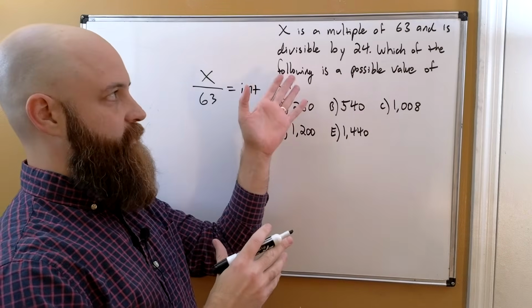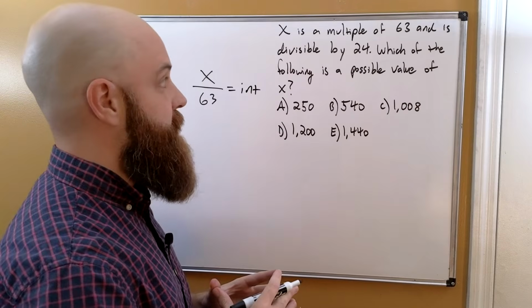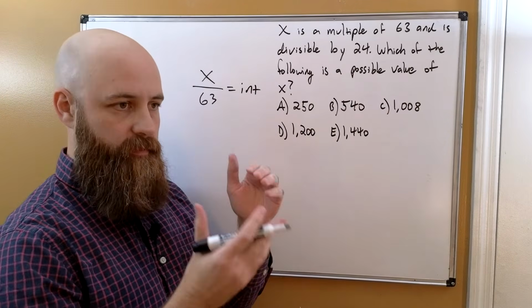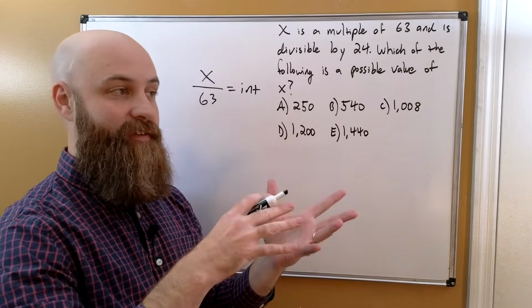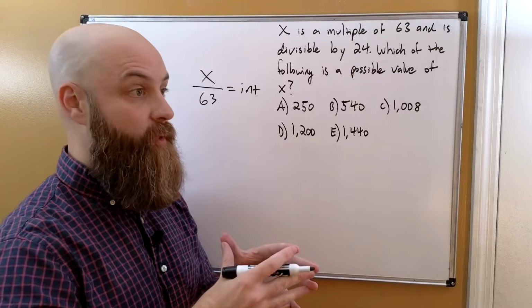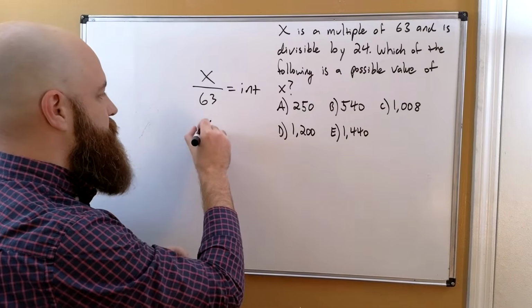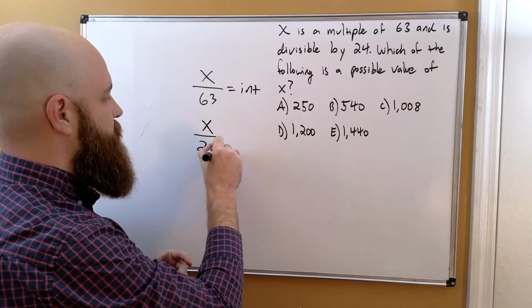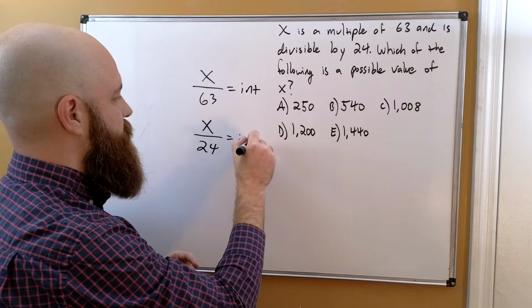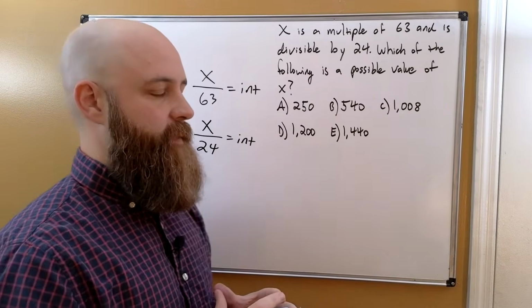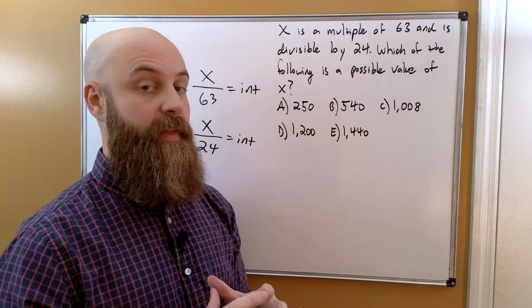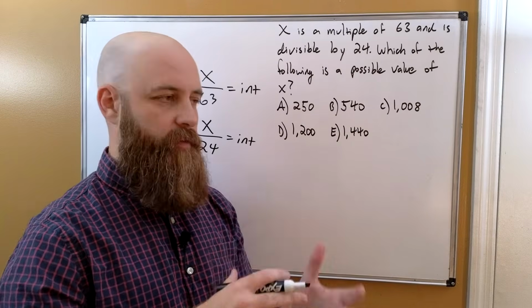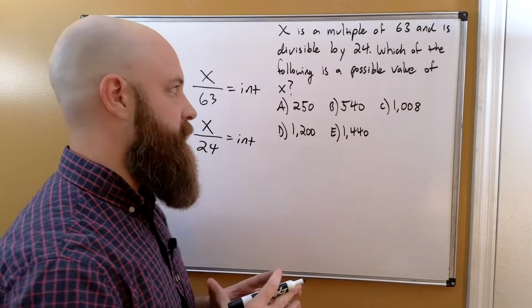X is a multiple of 63 and is divisible by 24. Okay, so if X is divisible by 24, I guess that means 24 is a factor of X. 24 is a factor of X. X is a multiple of 24. So I'm really just saying the same thing again about 24 as I said about 63, but using different words. So that's sort of a theme in these number properties questions. I'll get the same concepts again and again, but wrapped in different language. So I want to be comfortable going back and forth between multiple and factor and divisible and all that stuff.